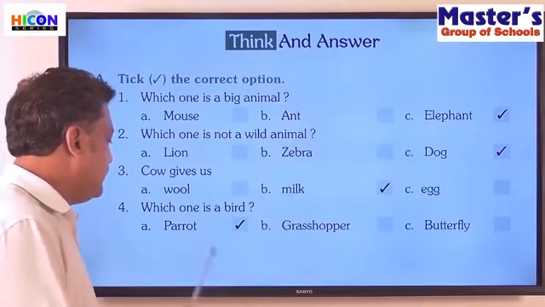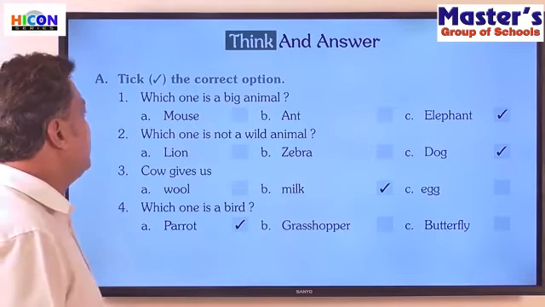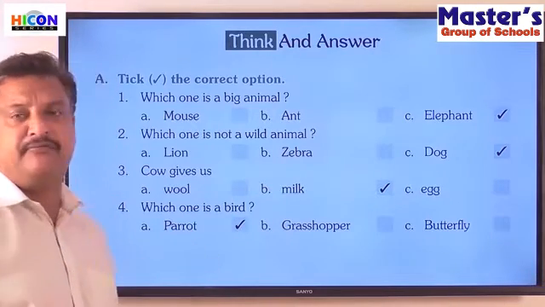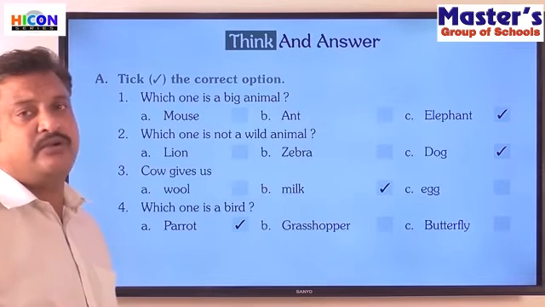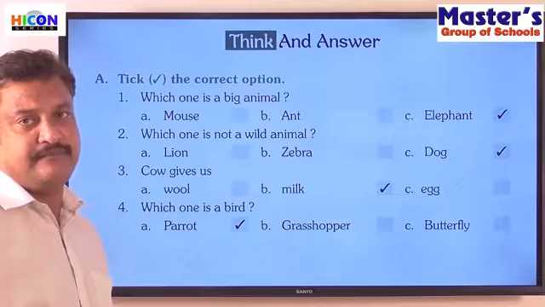Which one is a bird? A parrot is a bird, right? So now I will keep this frame the same for another minute for you so that you can read it and understand these answers and the question once.